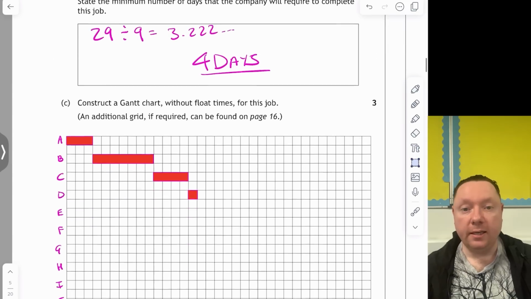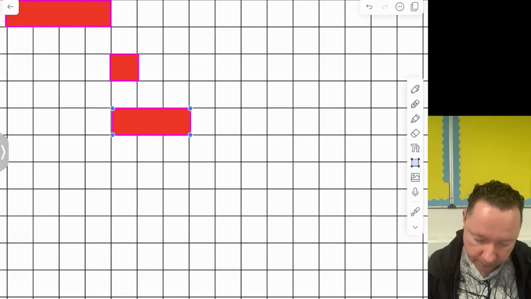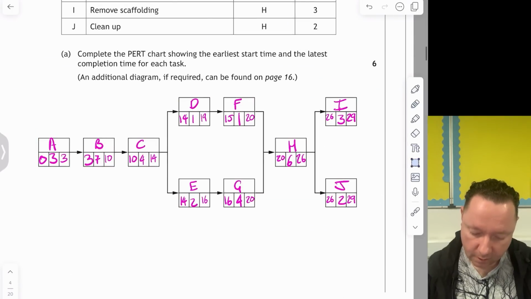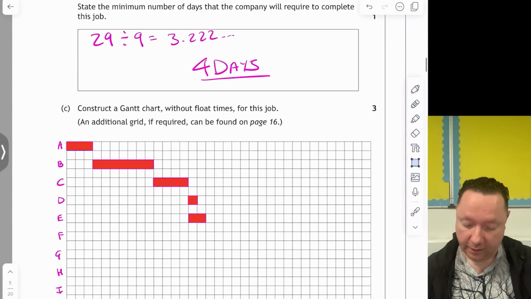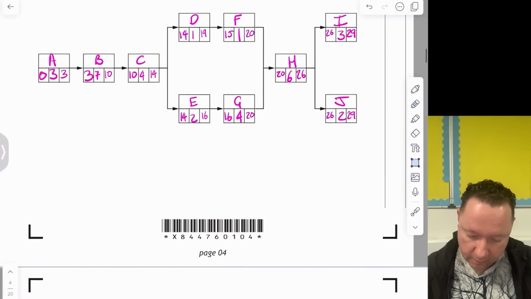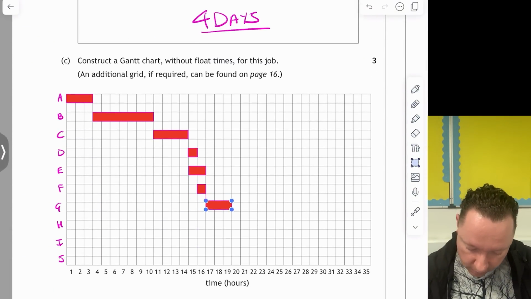E starts at 14 and takes 2. So starting in the same place for E, I'm drawing it 2 along. So there's E. F starts at 15 and takes 1. So that's 14, so that's 15. I want to draw it for 1. So there's 1. G starts at 16 and takes 4. So 16 and 4.